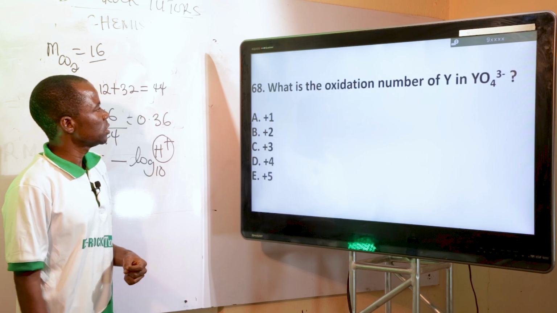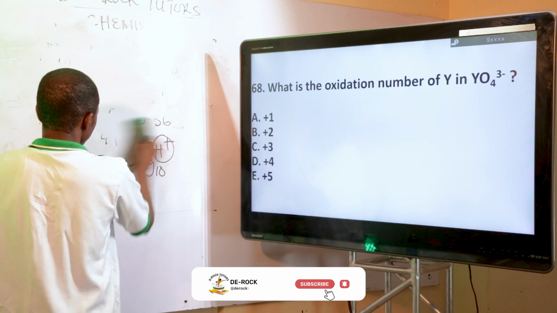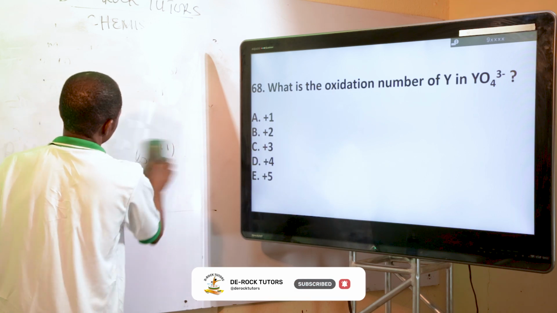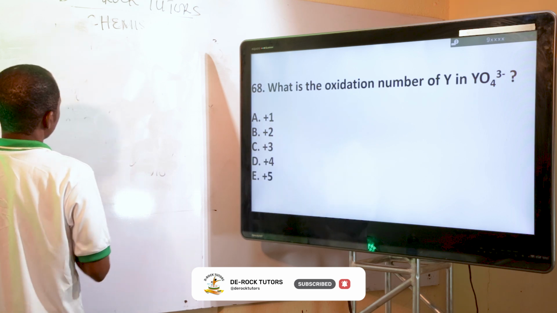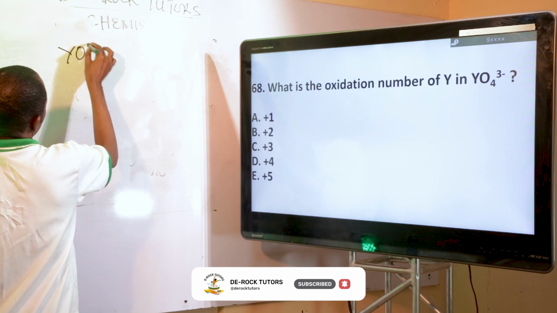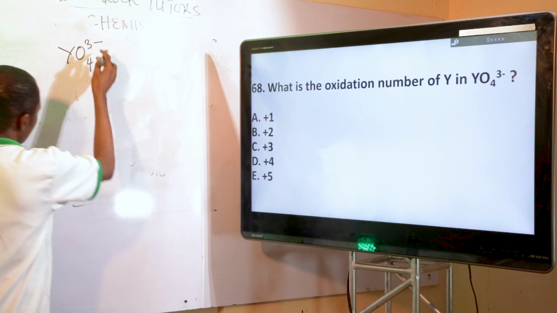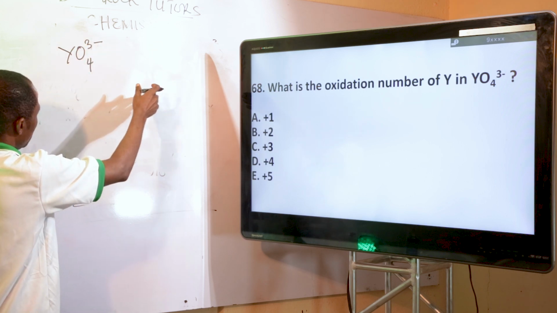Let's go to number 68. What is the oxidation number of Y in this particular negative ion? YO4 3 minus. Now, we can see that the overall charge is minus 3. So, we have to equate everything to minus 3.